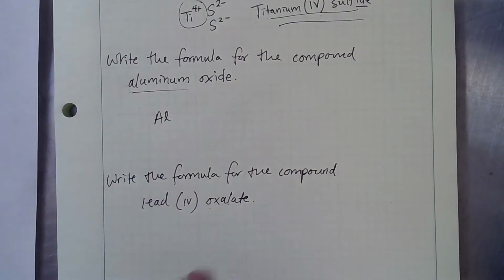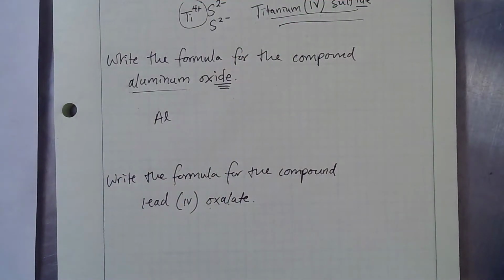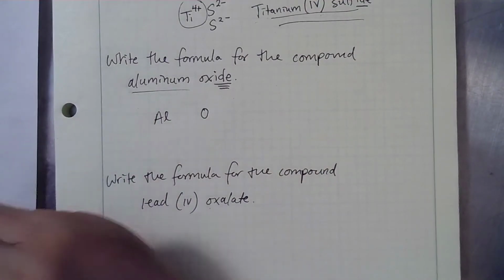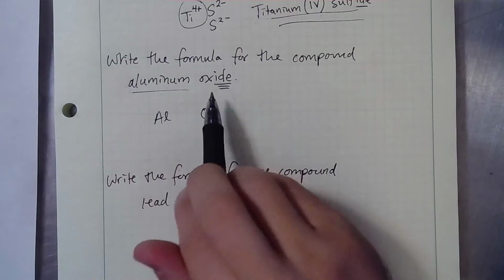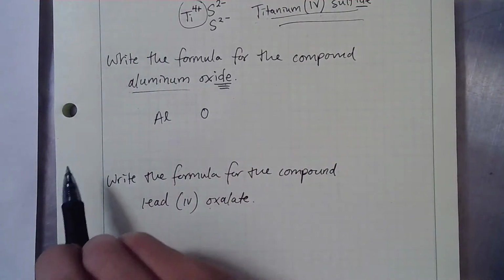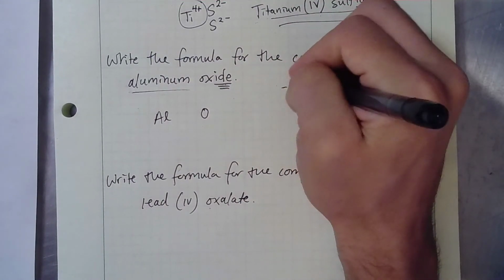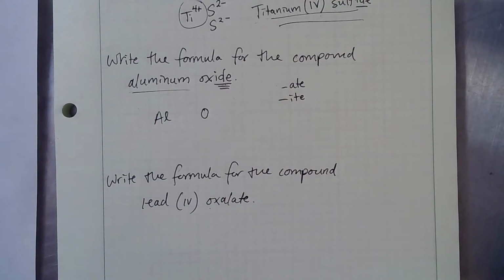I'll leave it at that for just a second. Oxide, well, I noticed that this ends in "ide," which means it's probably talking about oxygen, okay? Now, you have to be a little careful. There are some polyatomic ions that do end in "ide," but most of the polyatomic ions do not. Most of them end in "ate" or "ite" or potentially something else. Rarely do they end in "ide," but some of them do. So you just have to be a little bit careful.